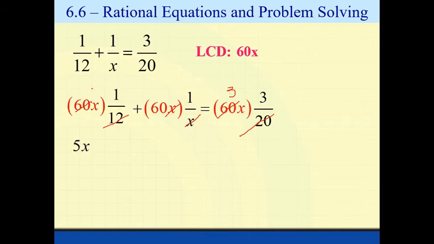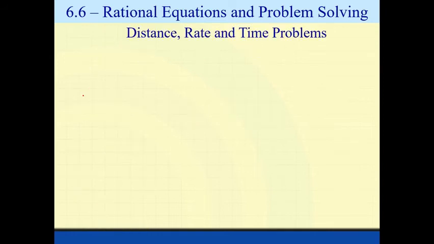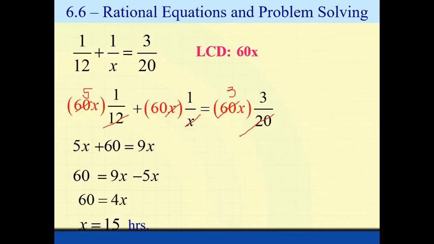12 goes into 65, okay? So we'll get 5x plus 60, and that's going to be equal to 9x. So now all we do is have to subtract 5x from either side, so we get 60 is equal to 9x minus 5x. 60 is equal to 4x. Go ahead, divide. Our x is equal to 15. So that's 15 hours for the second sump pump, all by itself.